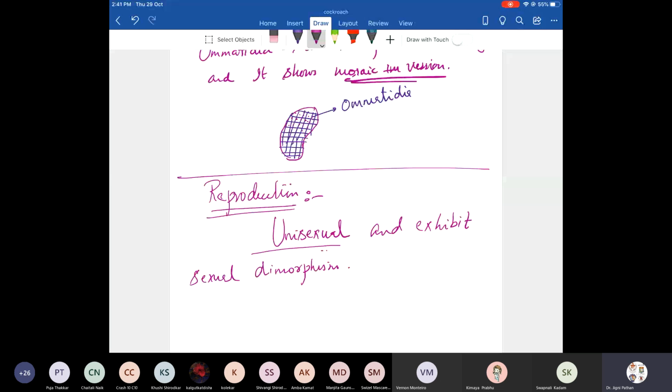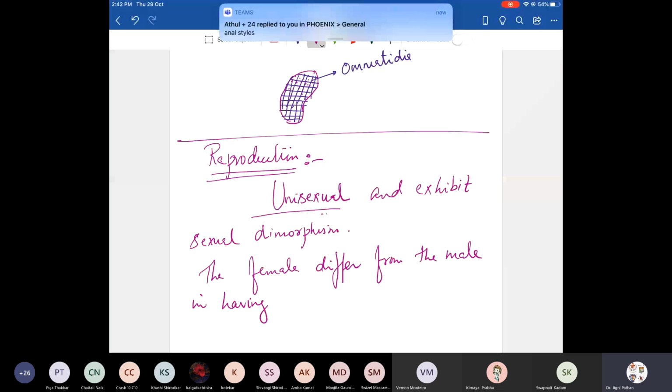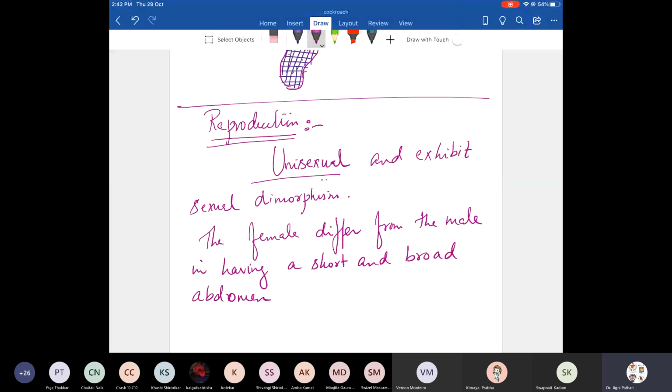The female differs from male. Tell me, how does a female differ from male? You know the answers. Female differs from the male in having a short and broad abdomen, because at the seventh there is an overlap, and by the absence of anal styles. So this is how it differs.